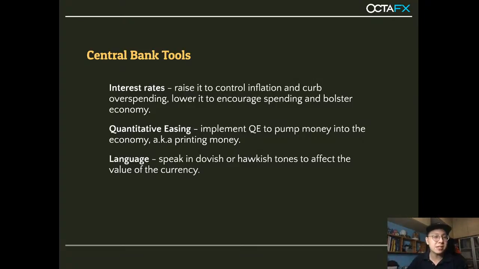Maybe 10 years later, they might invent something new. But for the past, don't know how many years since there's been a central bank until now, okay, these are the only 3 things you need to know. Okay, these are the only 3 things that the central bank can do. The first one here you can see is called interest rate. Okay, so as a bank, of course, you can increase the interest rate, you can also lower the interest rate.